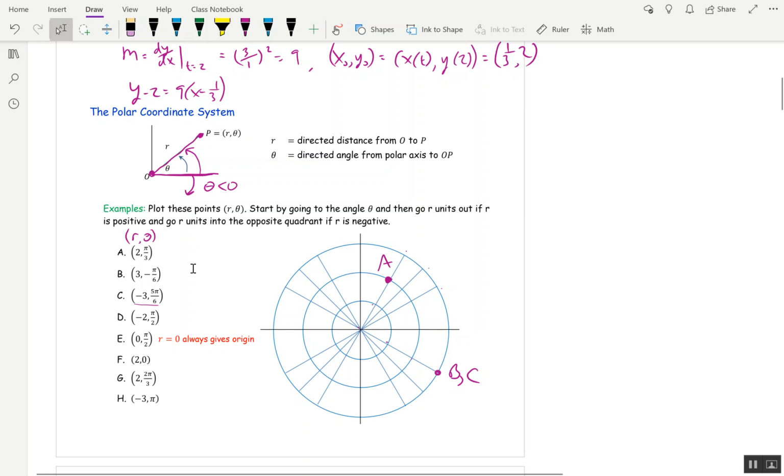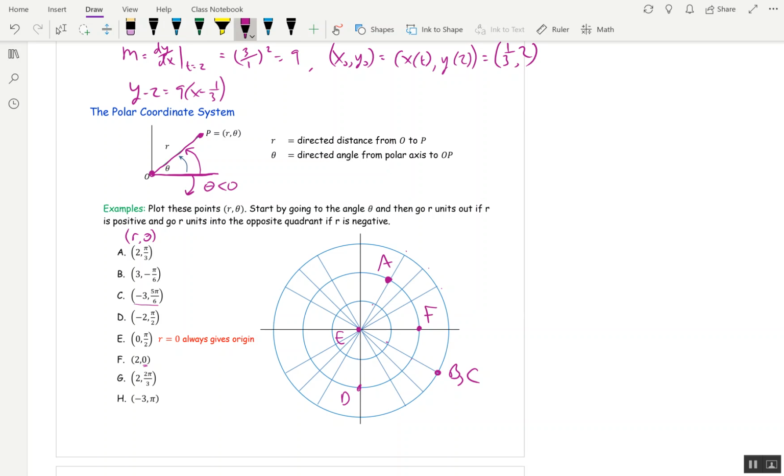All right, for D, we're going to go to the angle pi over 2, which is the positive y-axis. And I go 1, 2 units in this direction. So this is D. E has r equal to 0, and I have a note here in red. When r is 0, you're always at the origin. The angle is irrelevant because if you're 0 units out from the origin, you're at the origin. So this is E. F, I go to the angle 0, that's the positive x-axis, and I go 2 units out. Let me erase this line. So 1, 2, this is F.